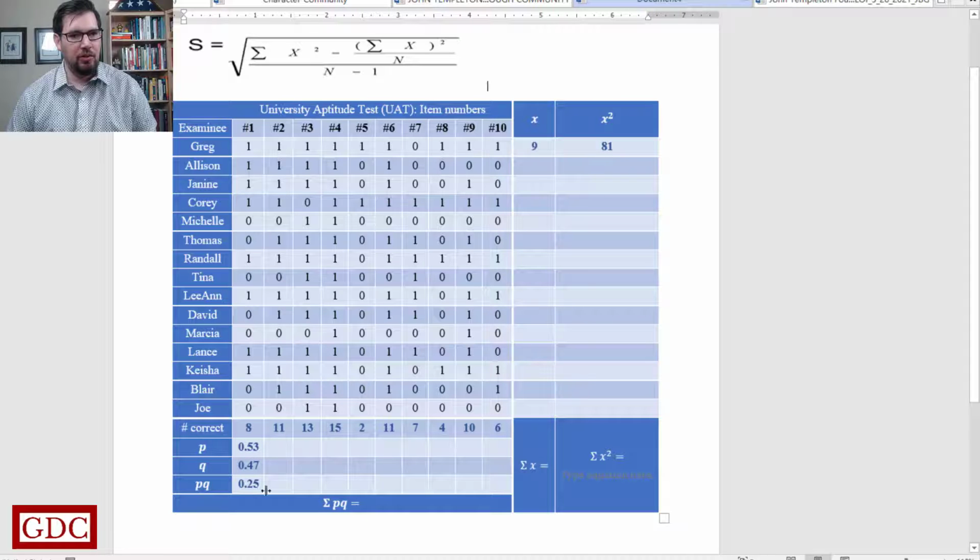For the PQs, it would be everything in this row after you've completed PQ for each, multiplied them together, and gotten your PQ row. You'd sum up all of those 10 numbers and add them together, and you'd have the sum of your PQs. The sigma means sum. And so then we've got what we need.